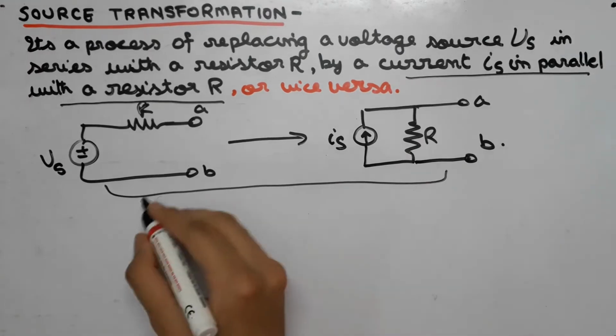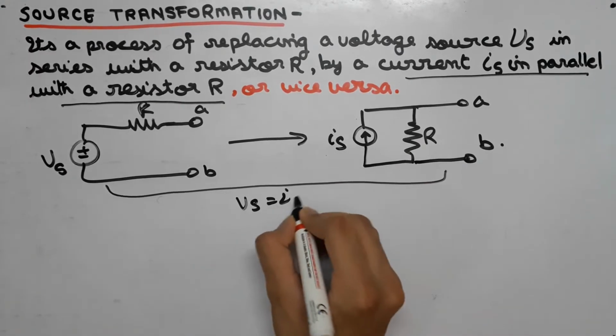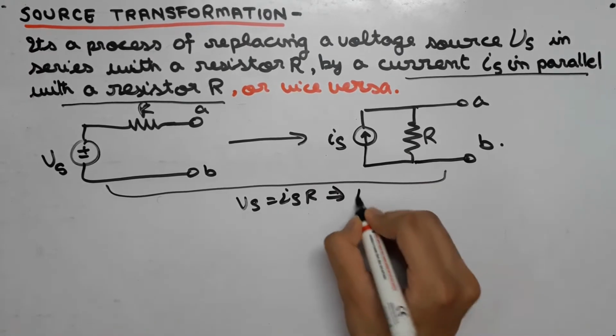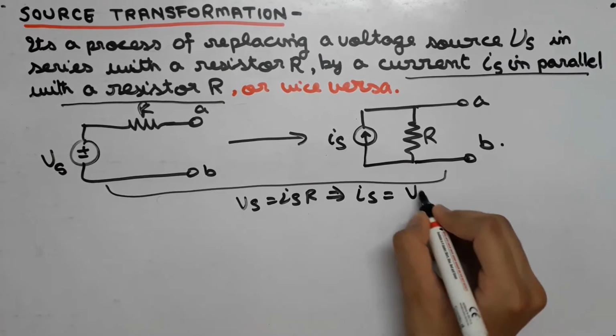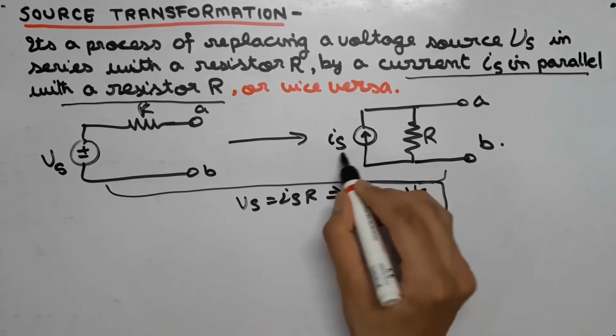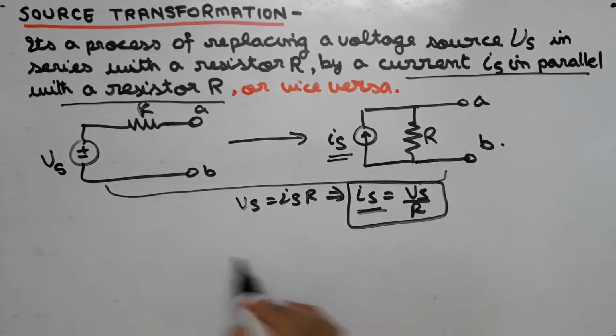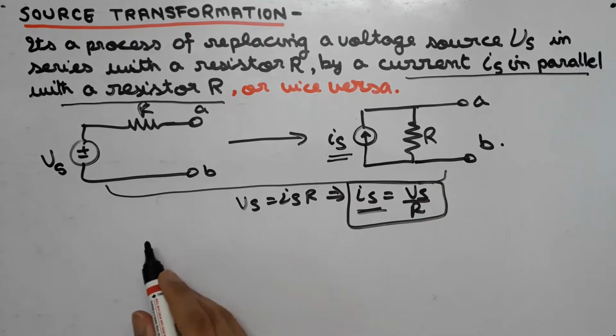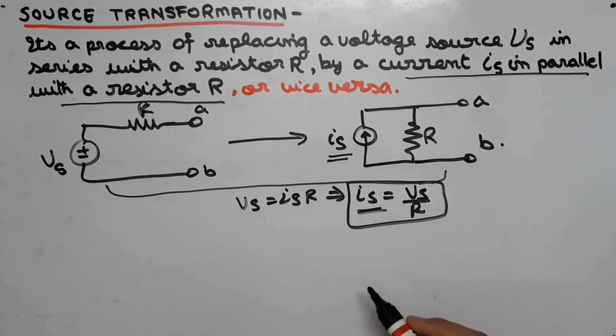Now we will use the formula Vs is equal to Is R. From here we will get the value of Is, that is Vs by R. Now we will use this value of Is over here. Now this was for an independent source. Now similarly we will do this for a dependent source.